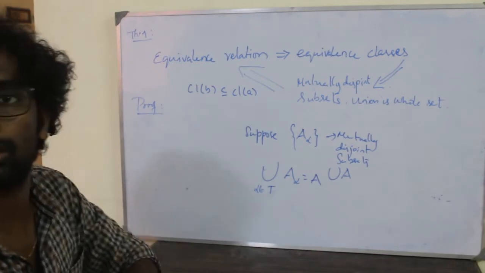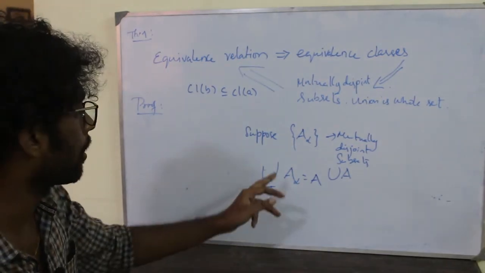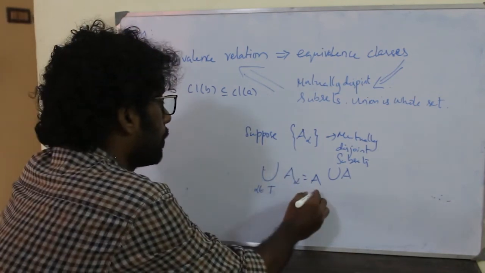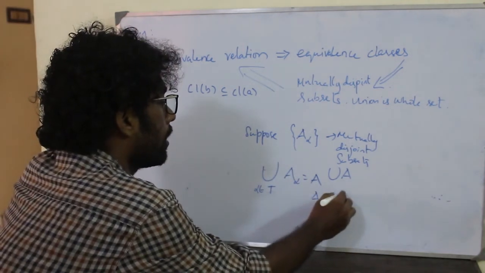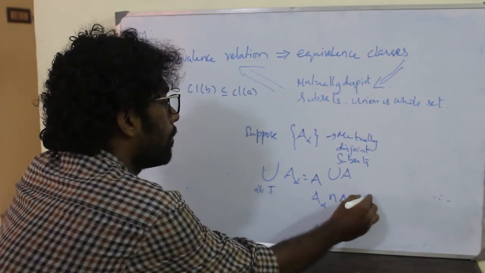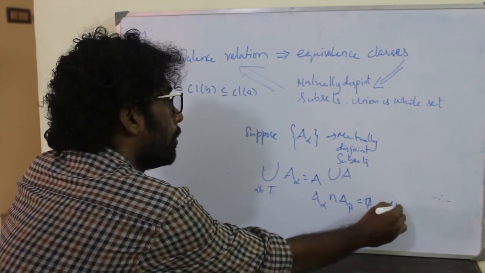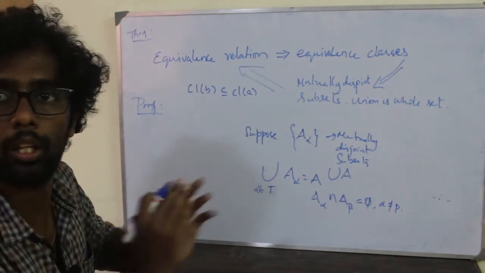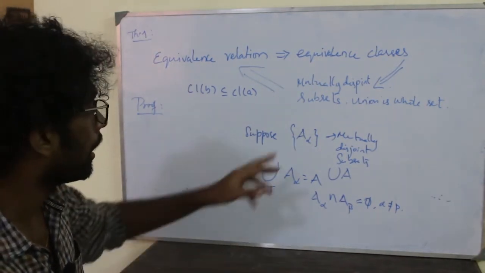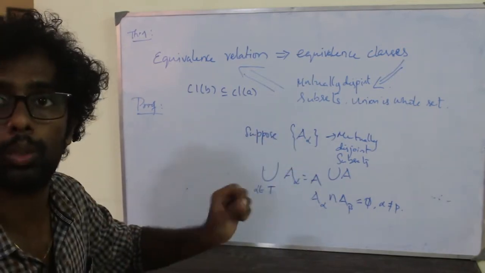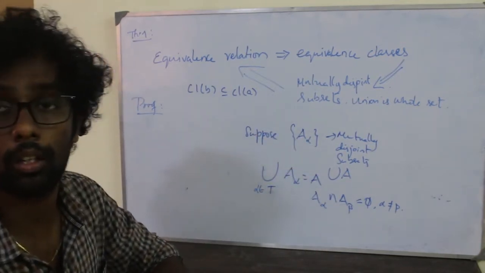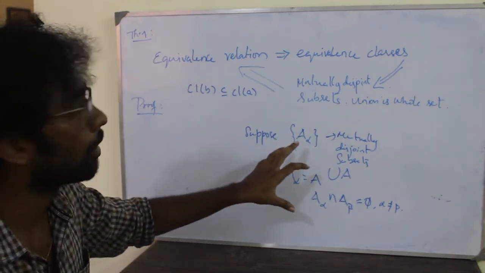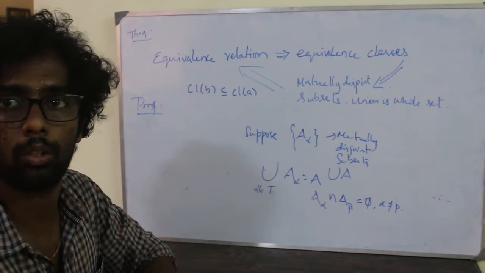There is such a set. At the same time, the A alpha are all pairwise disjoint, and A alpha intersection A beta is equal to empty if alpha is not equal to beta. If you take any two and intersect them, it will be empty. We have to assume this. What we proved is that these particular sets induce an equivalence relation on the set A.